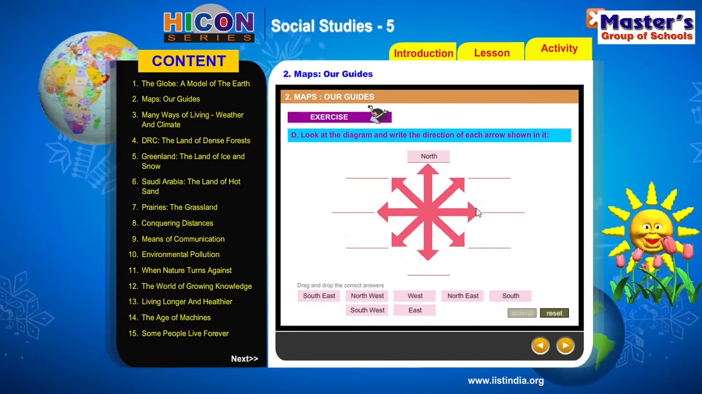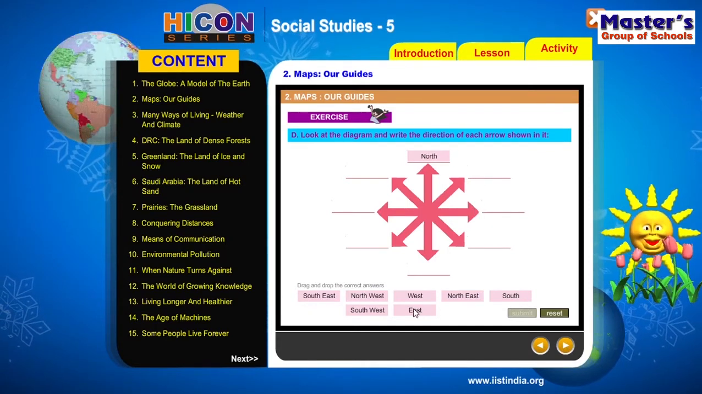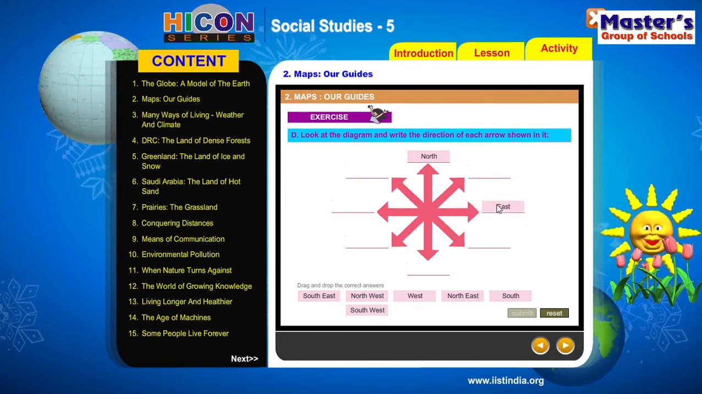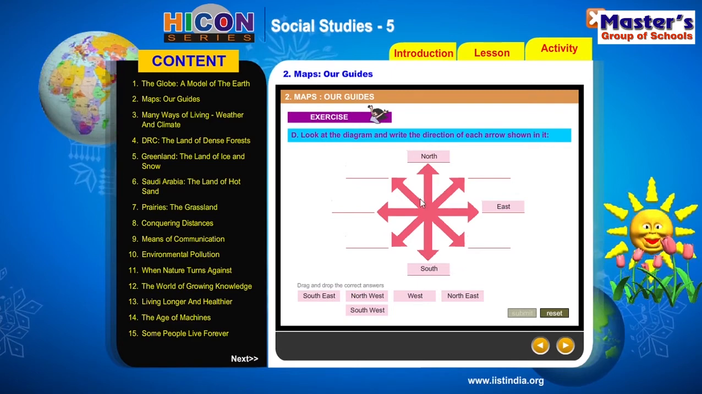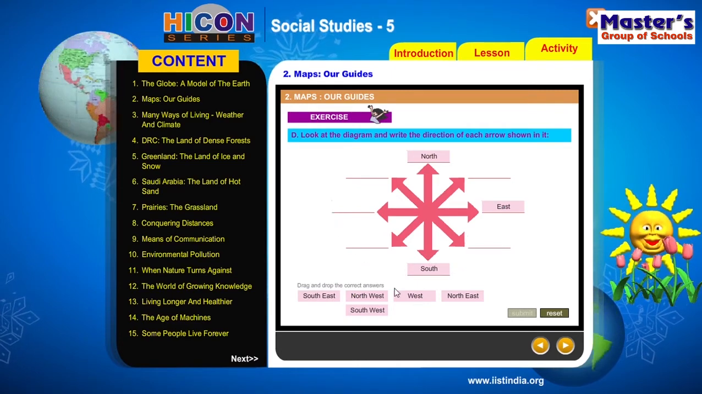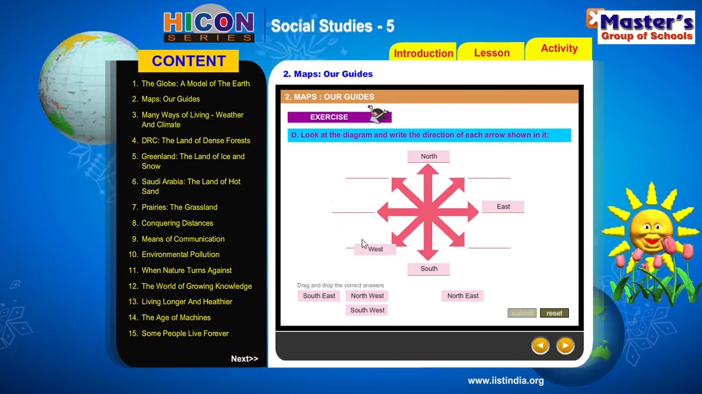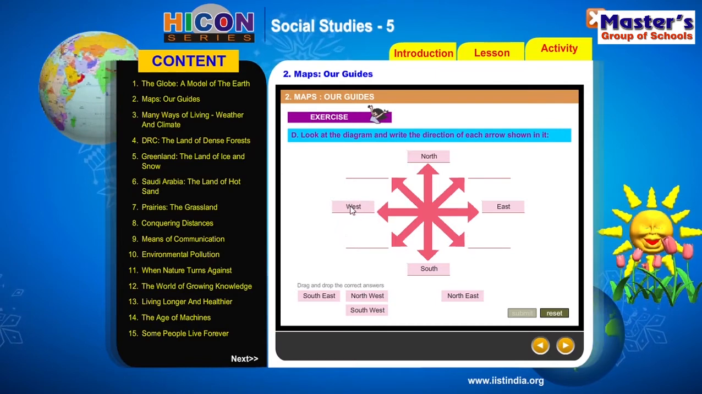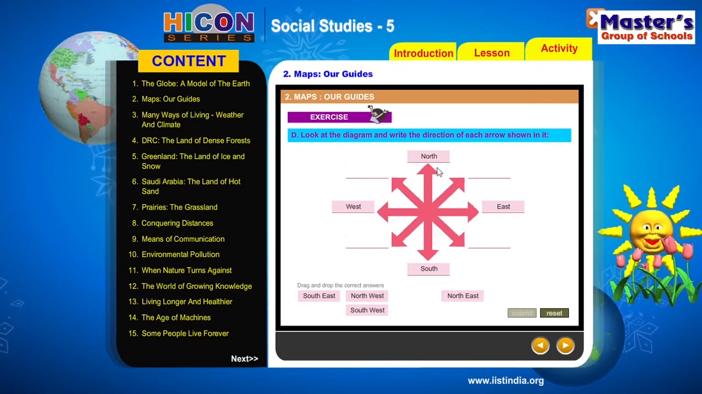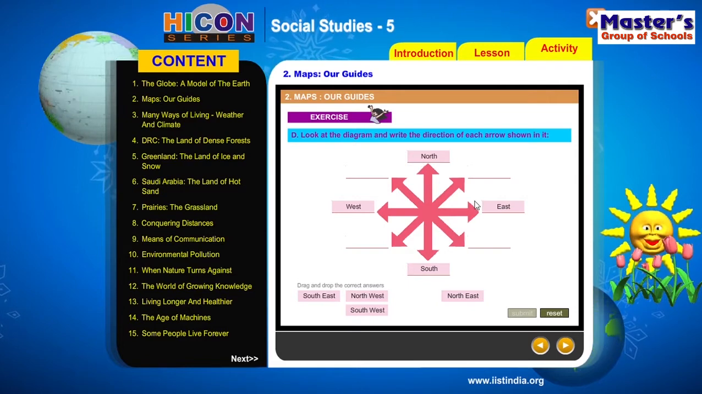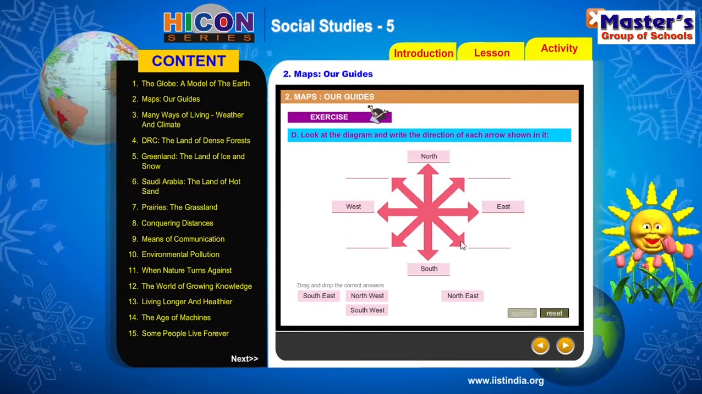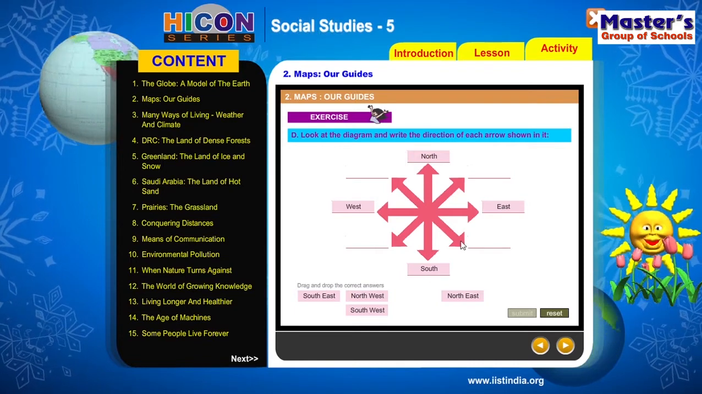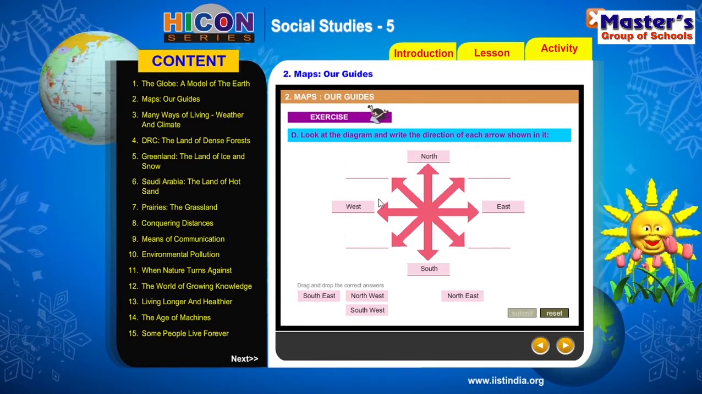To the right of the north is east. Opposite to the north is south. And to the left of north is west. Right? So the top is north. To the right of the north is east direction. The opposite to the north is south direction. And the left of north is west direction.